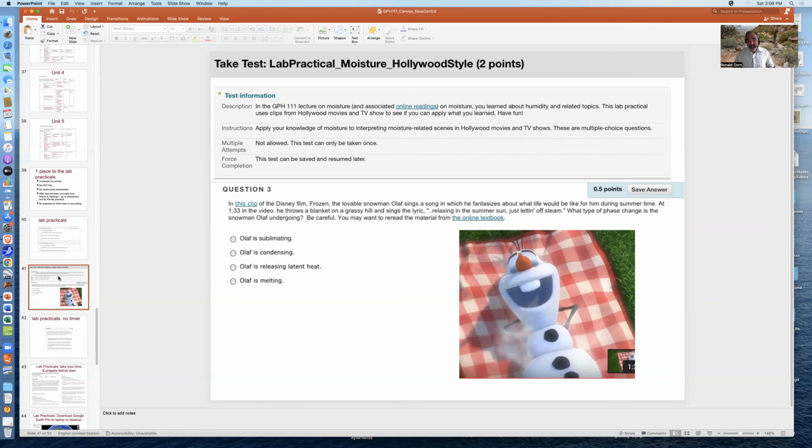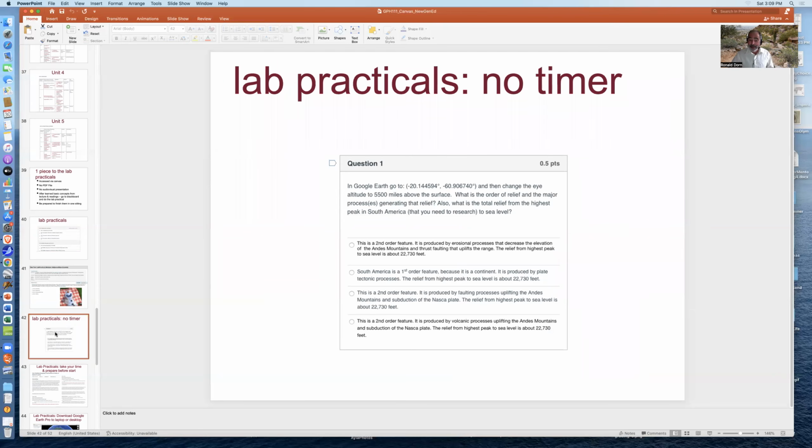Olaf is melting. I don't think he's melting. He's letting off what looks to be kind of like steam. And so one of the ways that you can change this phase of water from solid, which Olaf would be, a snowman, into the vapor phase is called sublimating. There are some other words, but I use the term sublimating. So Olaf is sublimating.